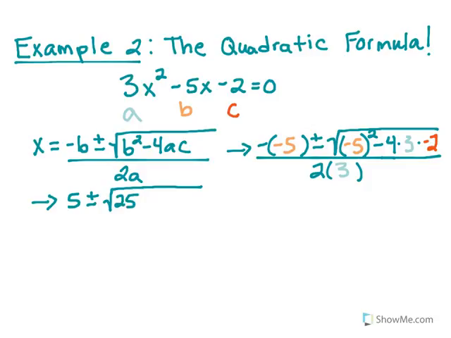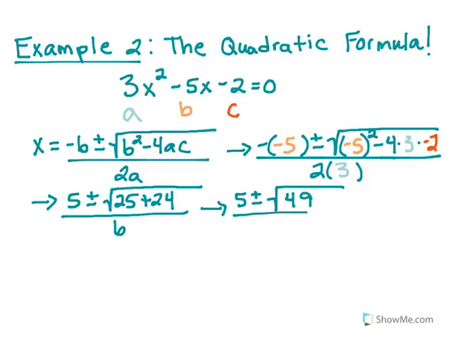Now notice over here, the 4 times the 3 times the negative 2, that's two negatives being multiplied together. It's the negative 4 and the negative 2. So we want to make sure that when we go down here to our radical, it's not 25 minus, it's 25 plus. So now we just have to figure out the product of 4 times 3 times 2, which is 24. And then 2 times 3 is 6. So now we're going to add what's under the radical.